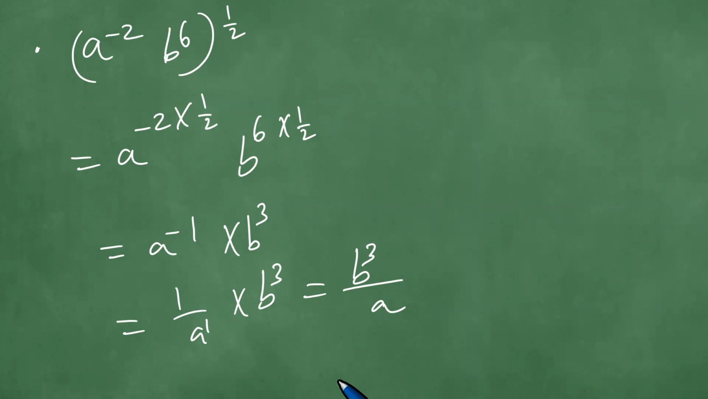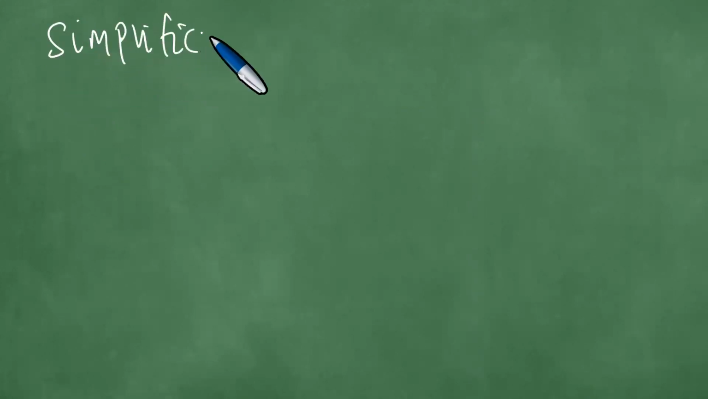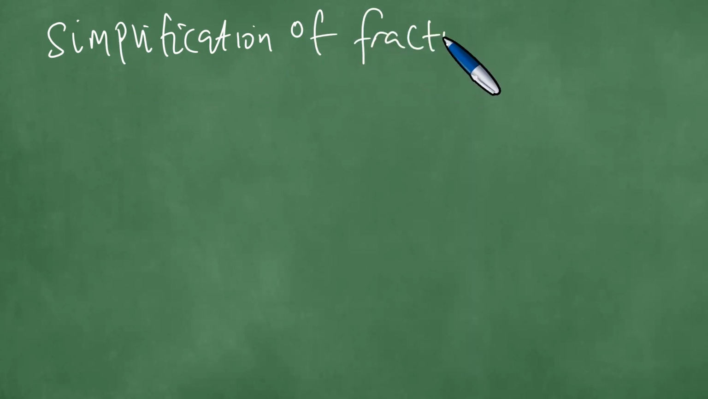Okay, now we are stopping soon, but there are certain things that we call the rationals: rational exponents, rational indices or rational expressions. There's something called the simplification of fractions.